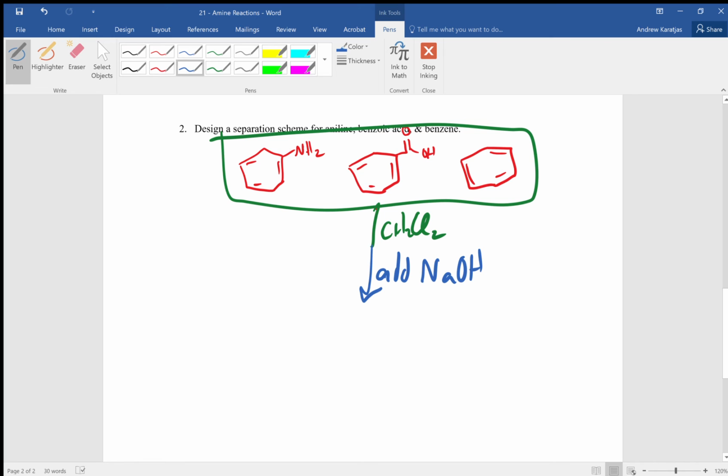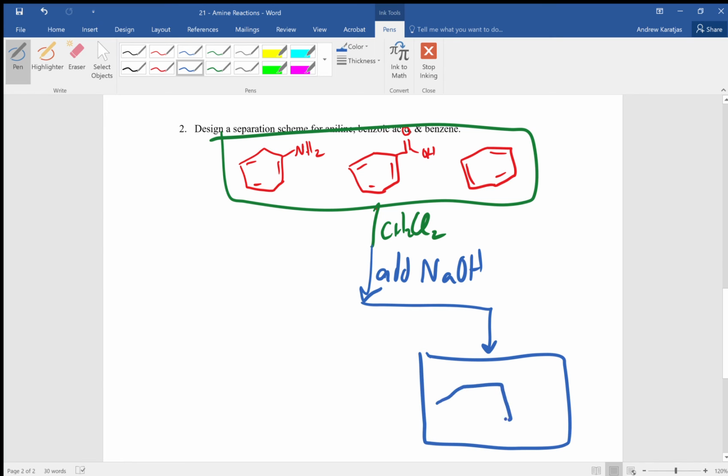Why do I add sodium hydroxide? Well, we know that a carboxylic acid, such as benzoic acid, will dissolve in sodium hydroxide. Why is that? Well, adding a base such as sodium hydroxide to a carboxylic acid will form a carboxylate salt. And we know that a carboxylate salt, regardless of how many carbons it has, is going to be water soluble. So our water layer will now have the deprotonated benzoic acid.